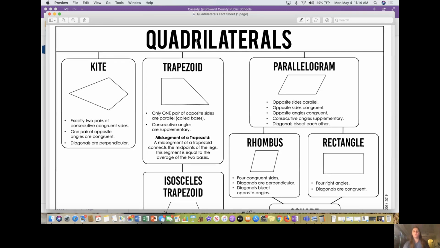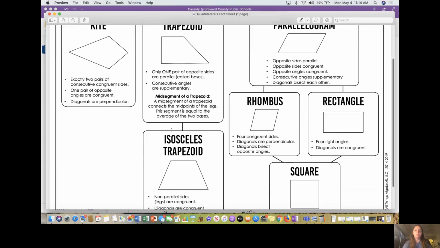And then whatever rules for quadrilateral, which really the only rules for quadrilaterals are that their interior angles add up to 360 degrees, and they have 4 sides. So that's really all that you need to know about this sheet and how to read it.